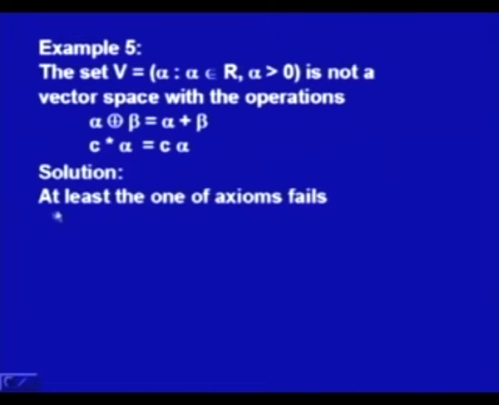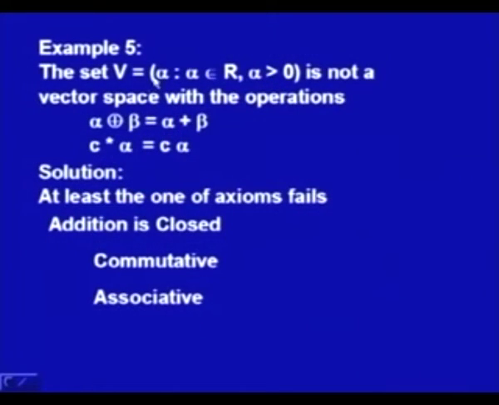to prove this, what we have to do is show that at least one of the axioms fails in this case. So, we have to check all the axioms, and if there exists an axiom which is not satisfied, then we can say that this set is not a vector space. So, we start with addition. Addition is closed because if alpha belongs to R, then alpha plus beta will also belong to R. Alpha is a positive number, beta is a positive number, add the two, it is a positive number.